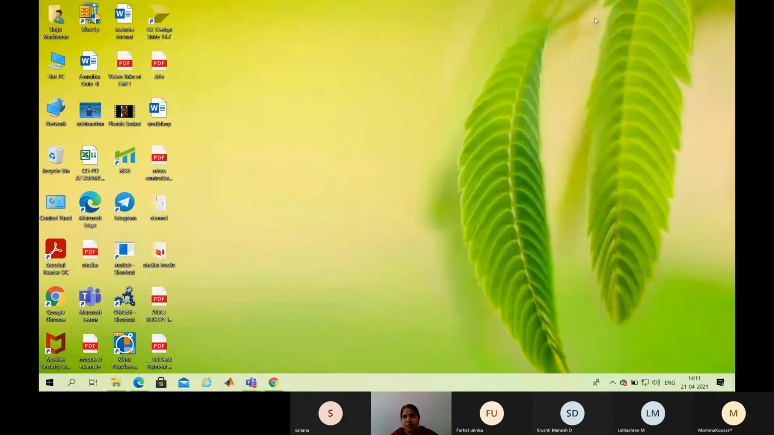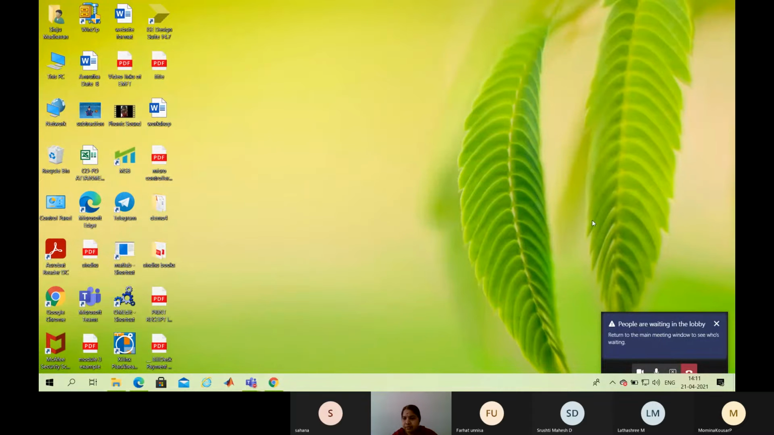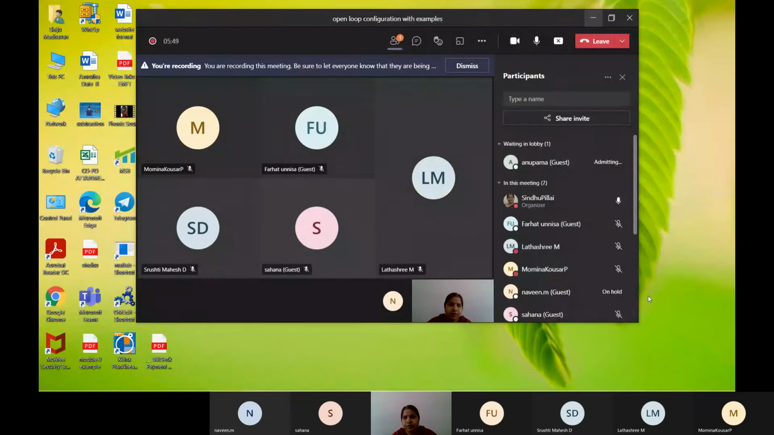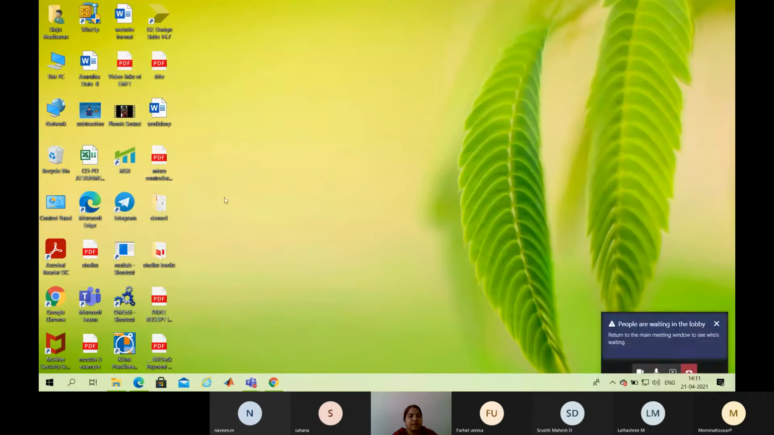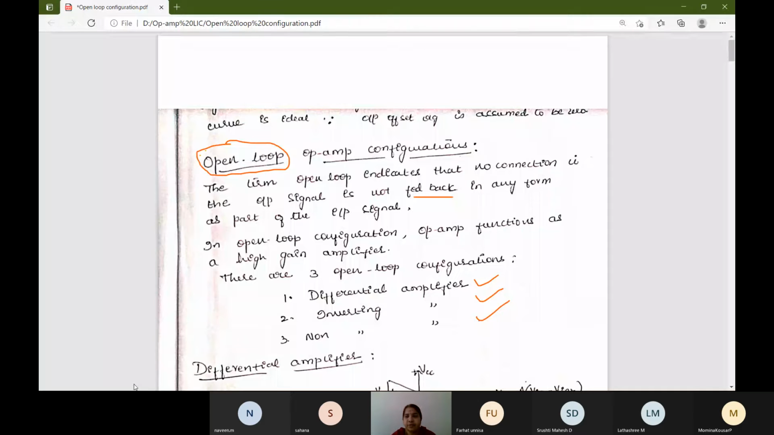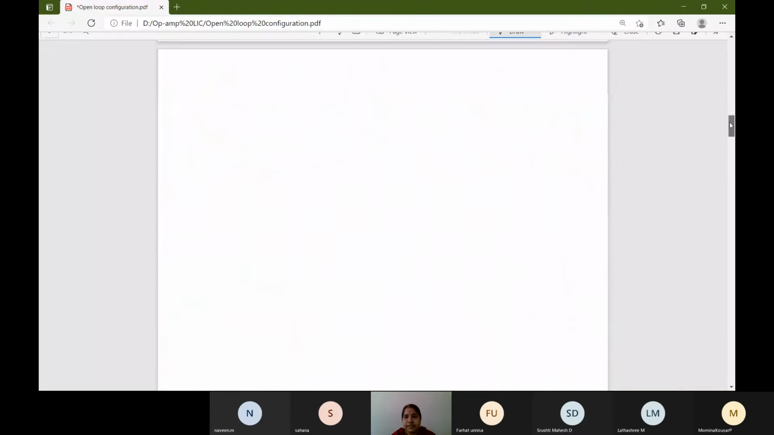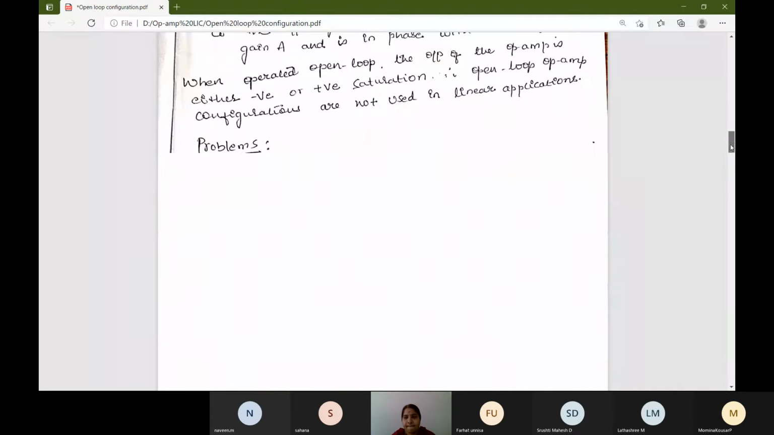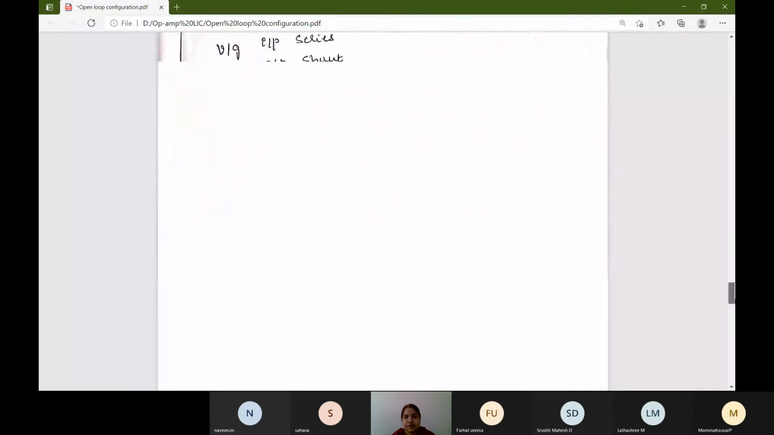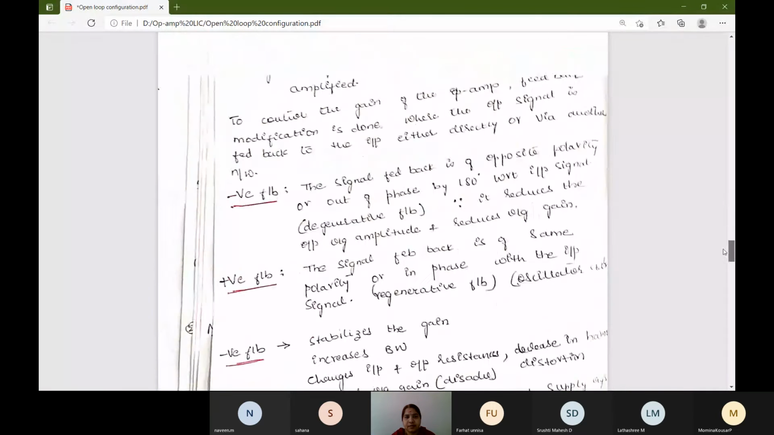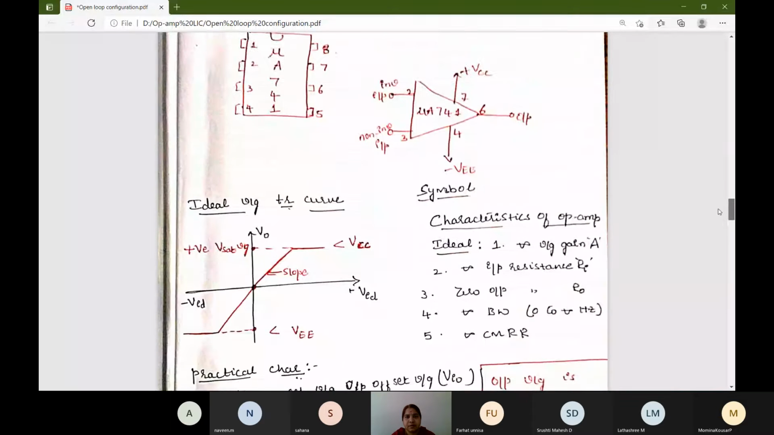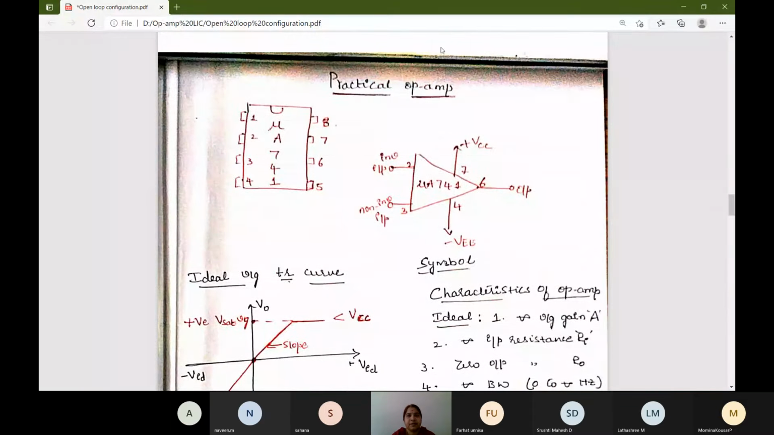So continuing with the class that we had taken. What we know about the operational amplifier now? What are the operations it does? Operational amplifier can do operations like addition, subtraction, integration, differentiation, all that. First we'll see the revision of yesterday's class. Okay. So we'll start here.